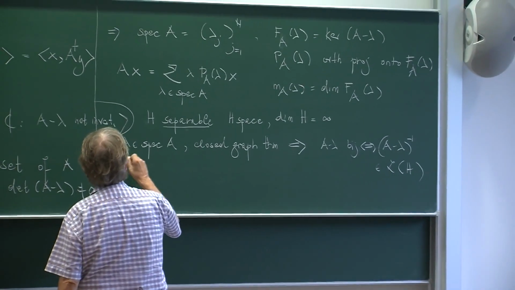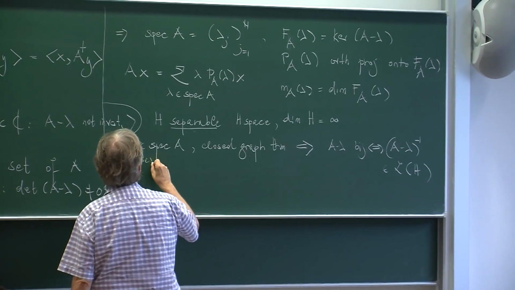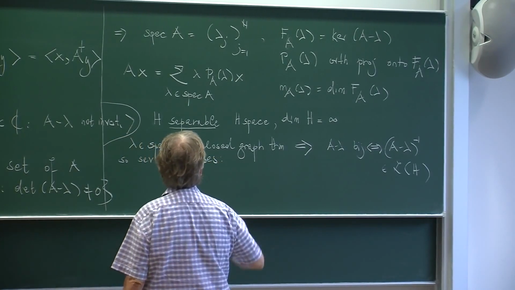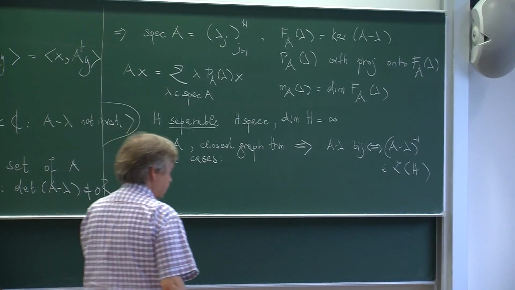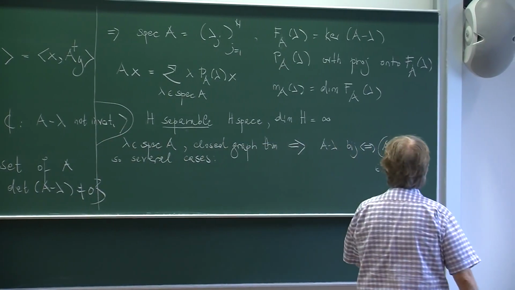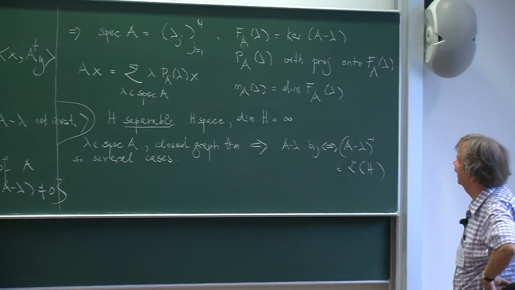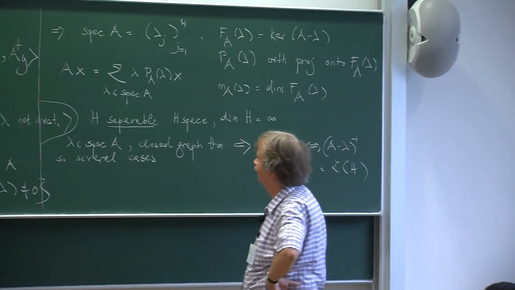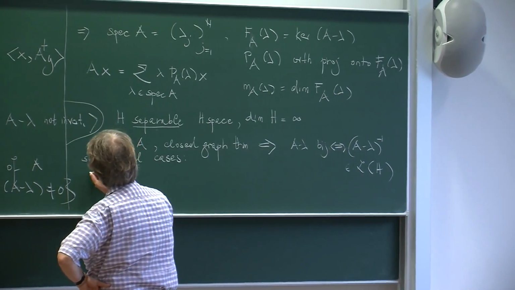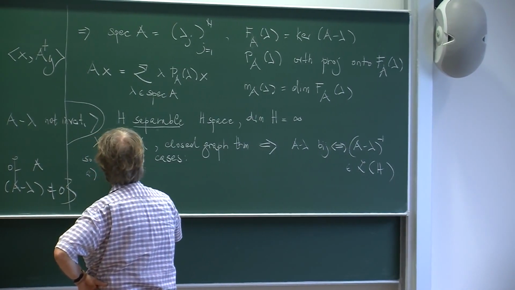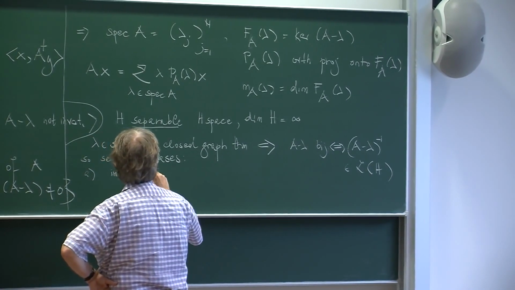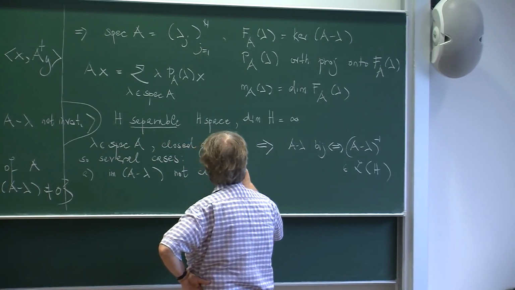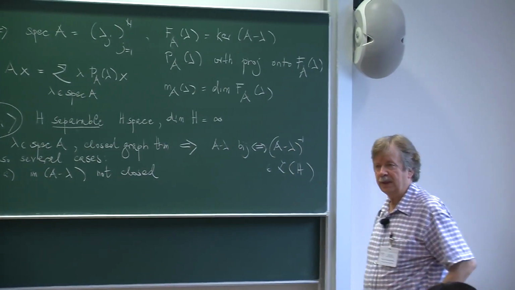So, several cases. If it's not surjective, then the image could be, I mean, this is one case, the image is not the whole space. And what I'm interested in is assuming that the image is not closed. The image is not a Hilbert space.